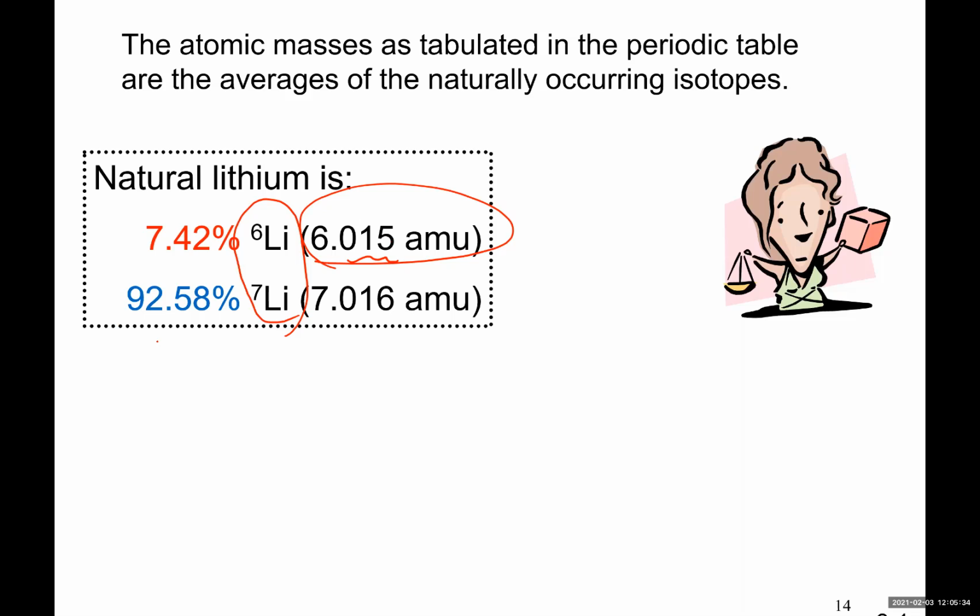And then 92.58% of the lithium metal is lithium-7. Lithium-7 has this mass. By the way, we can measure mass of one atom using mass spectroscopy. It's a $100,000 machine. We have it at Shasta College. When you take organic chemistry, you get to work with it. We can also measure the percentage of abundance of each isotope by mass spectrometer. That's where the measurement is coming from.